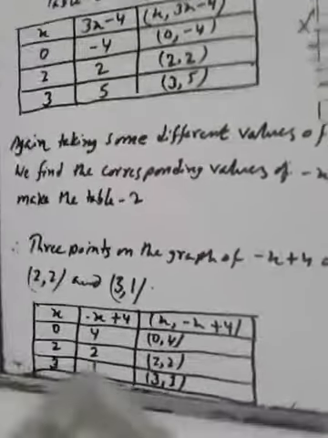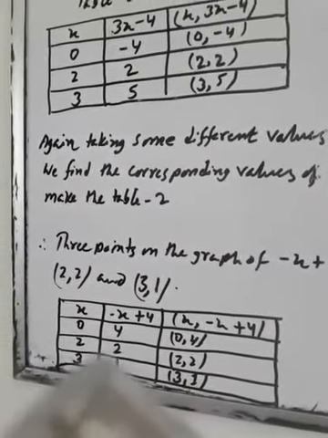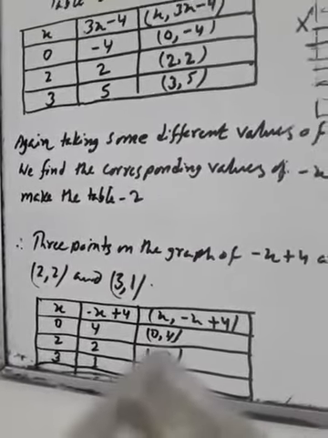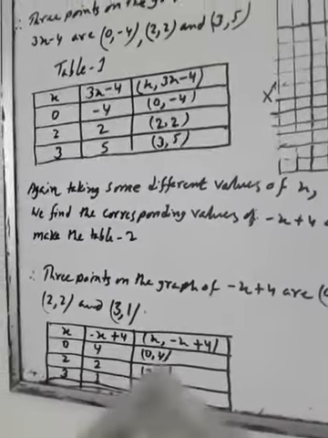If the value of x is 0, then we are getting this 4. If 2, then 2, and 3, then 1. So (0, 4), (2, 2), (3, 1). These are the 3 points in table 2.